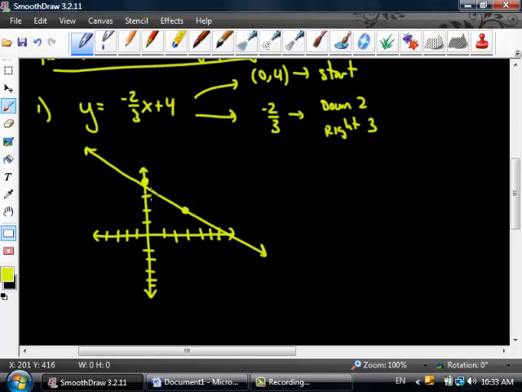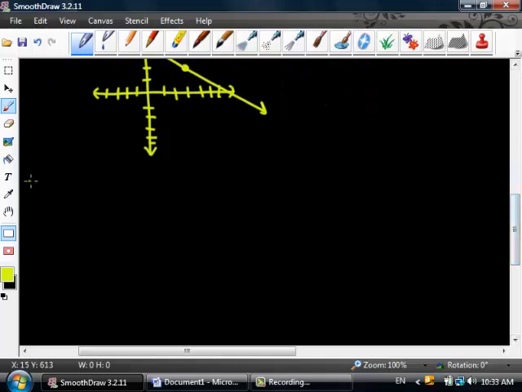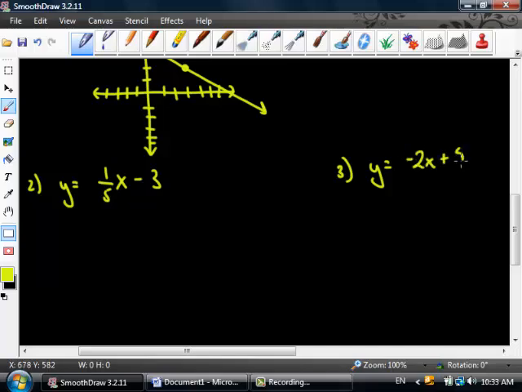Questions on graphing? Okay. Let me give you guys 2 to do on your own. y equals 1/5 x minus 3. And then y equals negative 2x plus 5. Go and take care of those 2 on your own. Just go ahead and graph them, please.